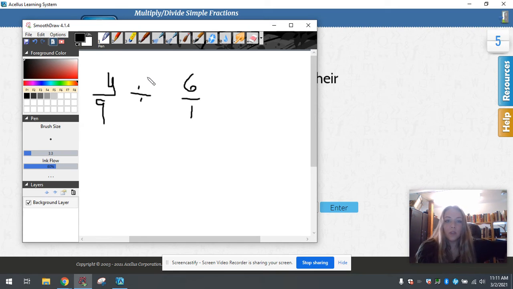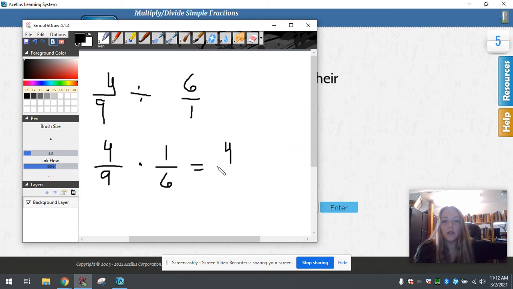So I can replace that 6 with 6/1, and I can give myself a fraction in the process. Now, since we're dividing, I'm going to follow the copy dot flip thing. Copy dot flip the second one. And then now I'm multiplying. Hooray. Multiply straight across. 4 times 1 is 4. 9 times 6 is 54.